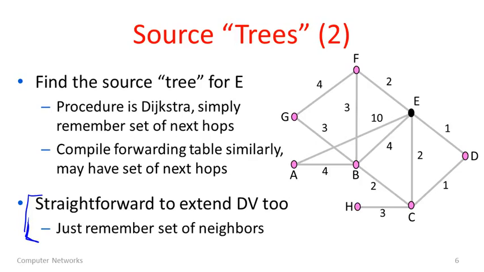Okay, let's see that source tree for E. Let's see, I'm going to start going out with minimum cost. From E we can reach D here. Now at distance 2 we can get to F, and we can get to C.